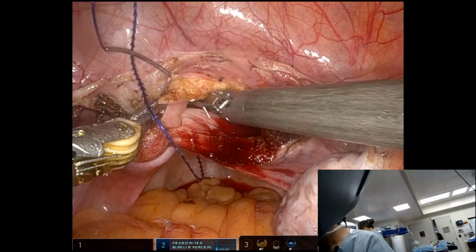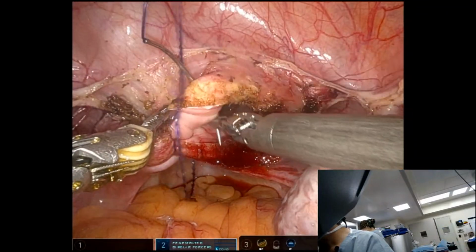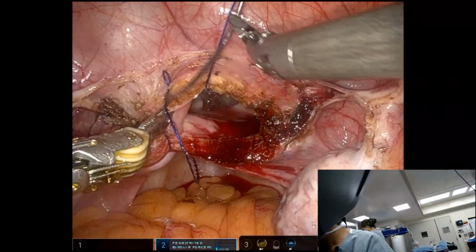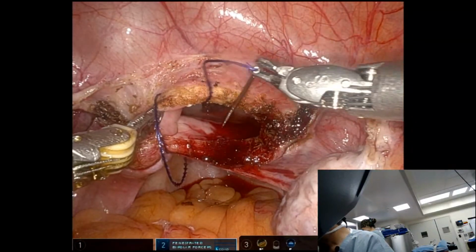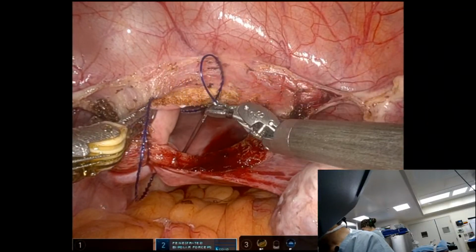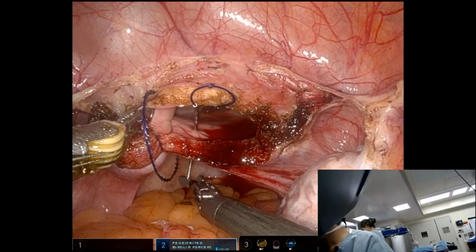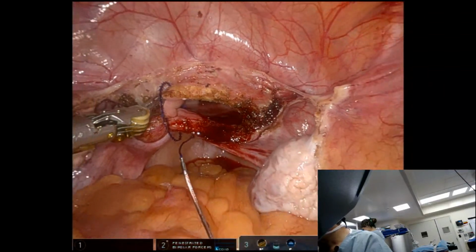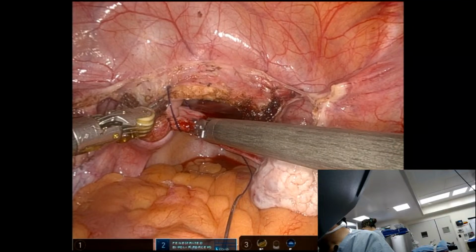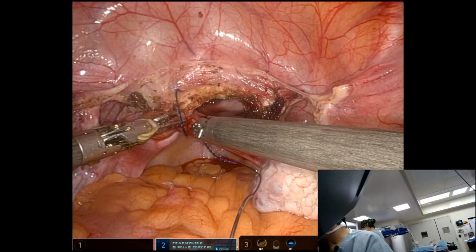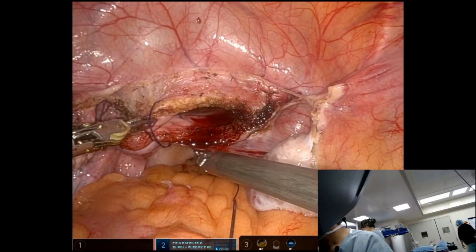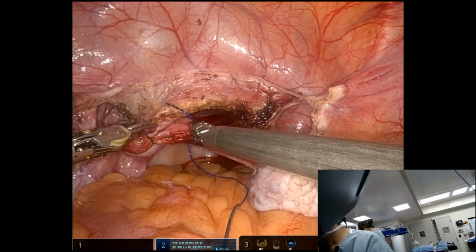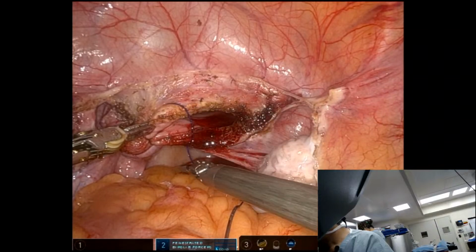I place a Foley during the surgery and remove the Foley immediately after the procedure, when they're still asleep, so they go to the recovery room without a Foley. And then when they recover from anesthesia, they go to the bathroom, pain is controlled and everything as well. They go home the same day.